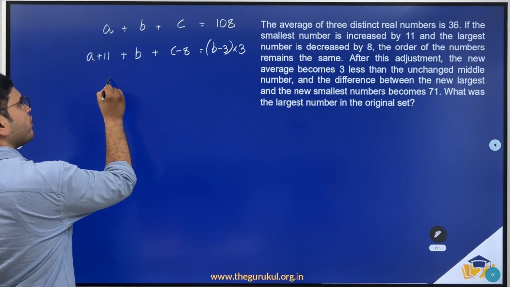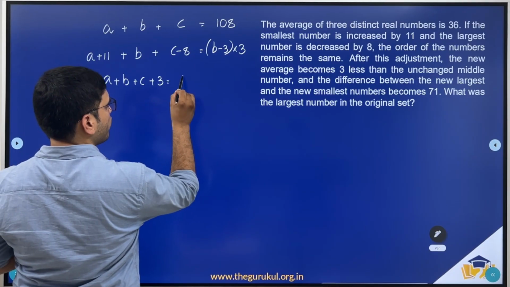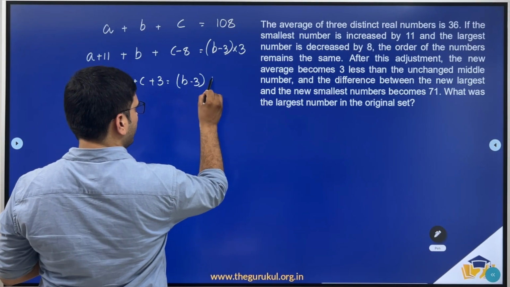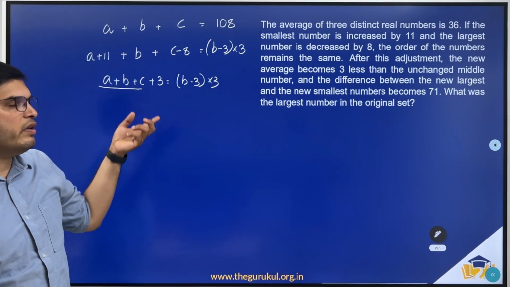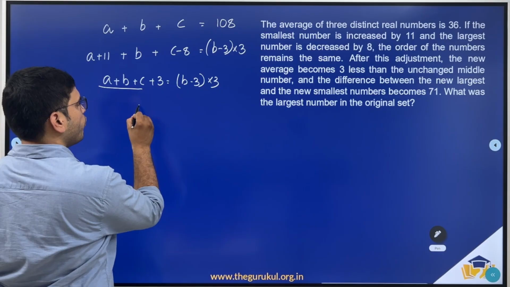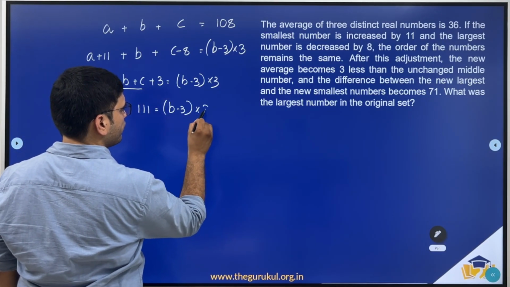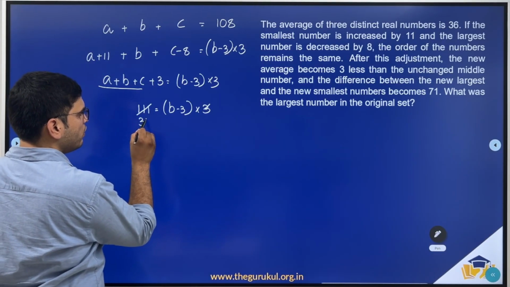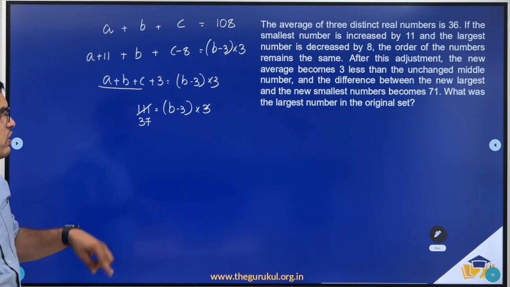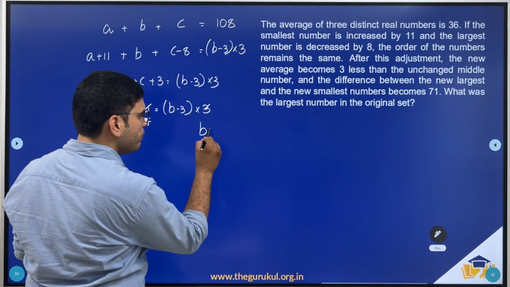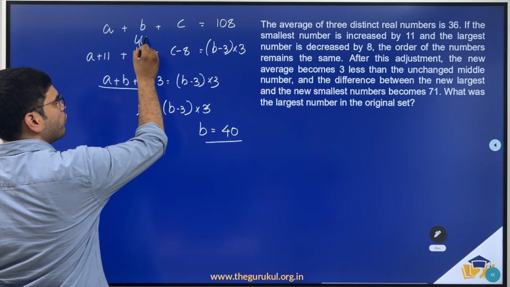Right. Now this is nothing but A plus B plus C plus 3 is equal to B minus 3 into 3. Now we know the value of A plus B plus C: 108. 108 plus 3 is 111. Right. So 111 is equal to B minus 3 into 3. So 3 times 37 is 111. So 37 is equal to B minus 3, or this implies B is equal to 40. Right. So the middlemost term is 40.